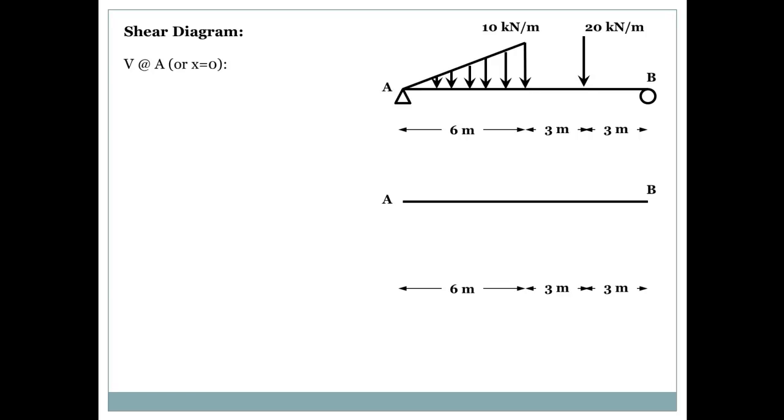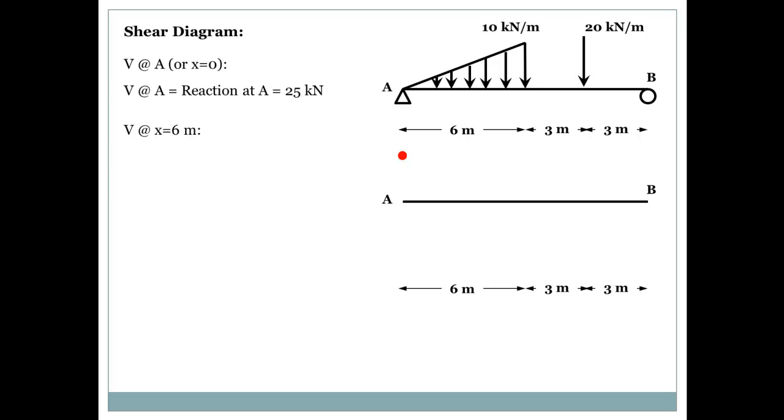So the shear, or V at A, or x equals 0, is basically the reaction at A, which is 25 kilonewtons. And I will denote the location of this 25 kilonewtons by a dot. I will not connect the dots that I will get along the beam until we explain one more thing. Now, the shear at x equals 6, we can do this a couple of ways.